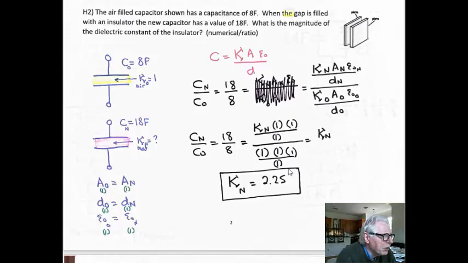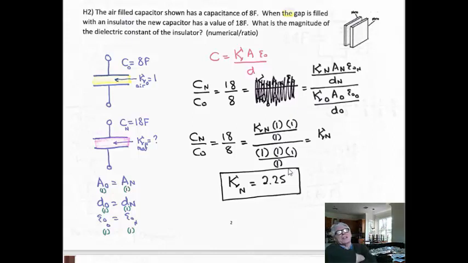An air-filled capacitor shown at the side has a capacitance of 8 farads. When the gap is filled with an insulator, the new capacitance is 18 farads. What's the magnitude of the dielectric constant of the insulator?